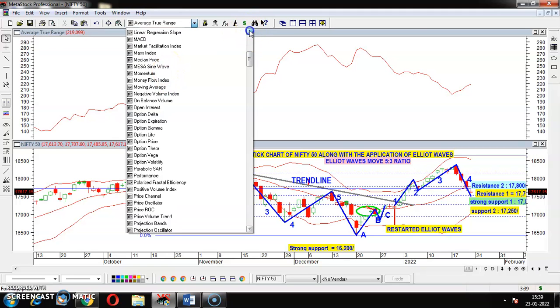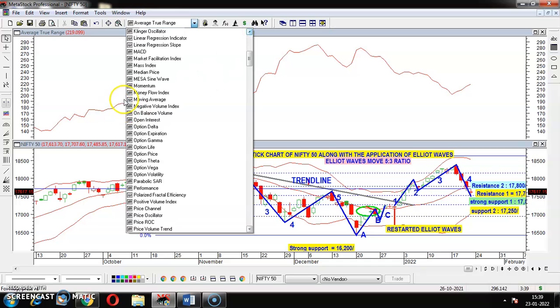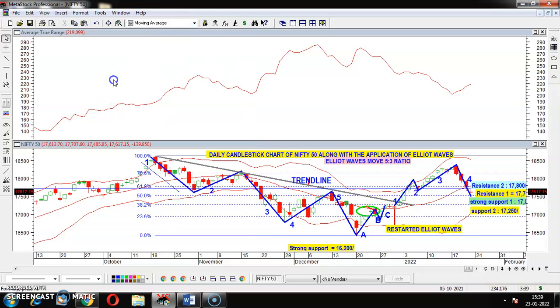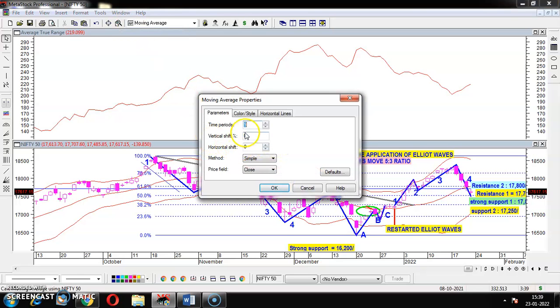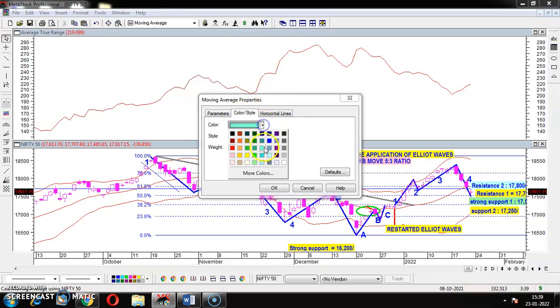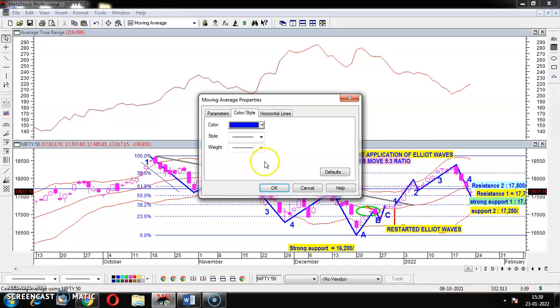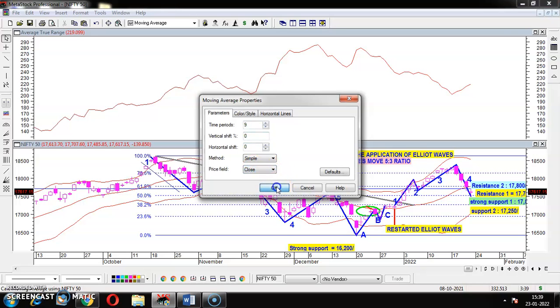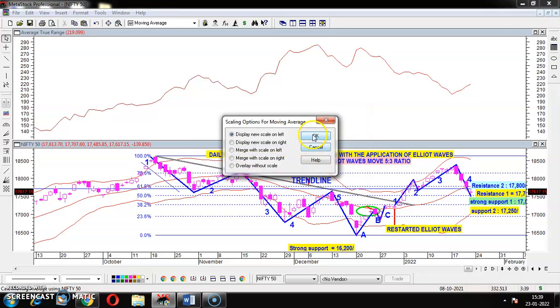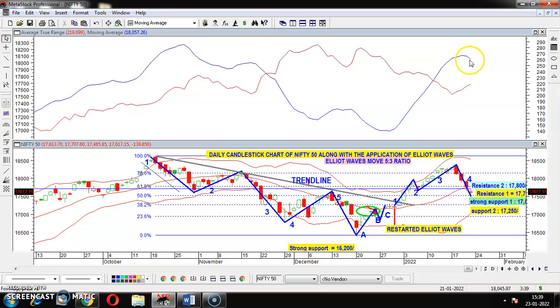Now let me go to the moving average. Yes, this is the moving average. Let me plot it here. It should be a 9 simple moving average. I'm changing the color because red is already used here, so I am making it blue. Let me go to the parameters. The 9 simple moving average is already mentioned here. Let me plot. Yes, now you see this is a 9 simple moving average.